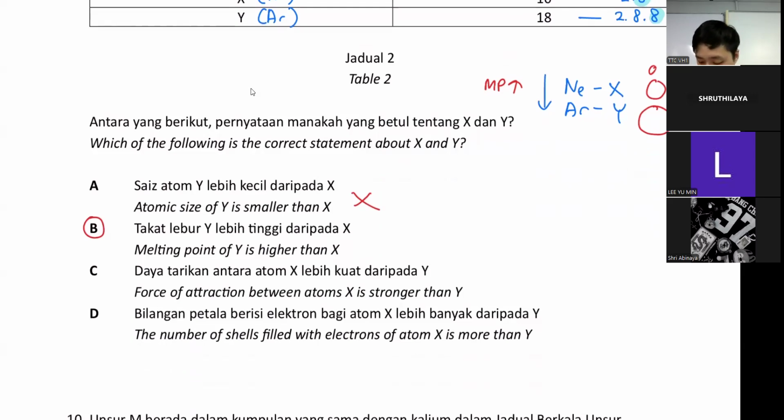So the value actually is less than. This one is weaker. X is weaker. Okay.